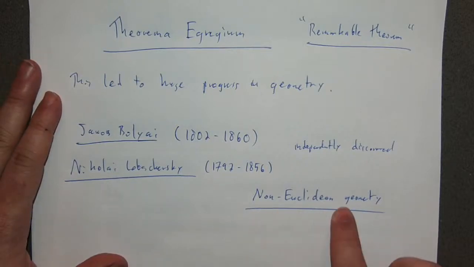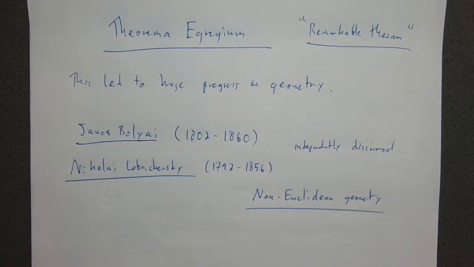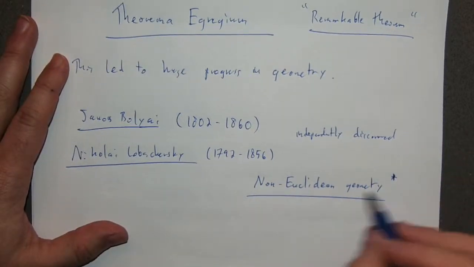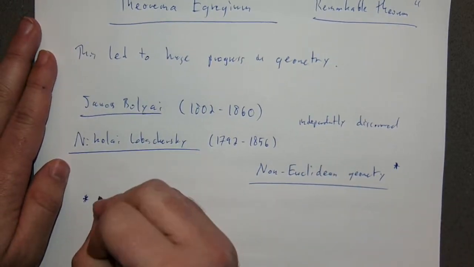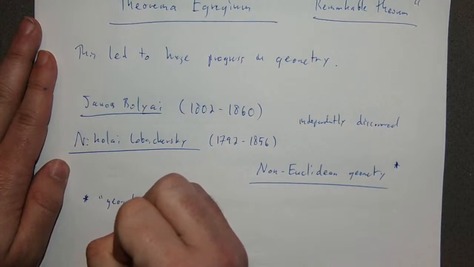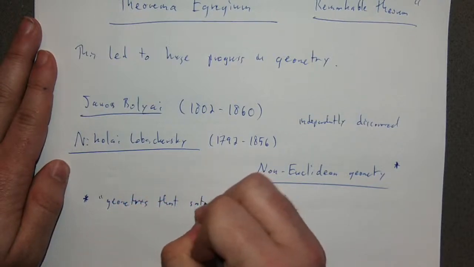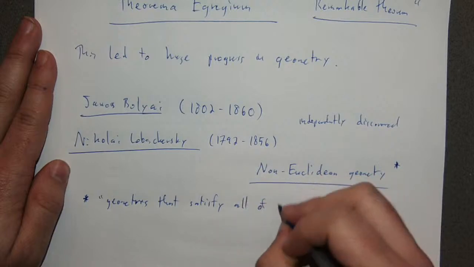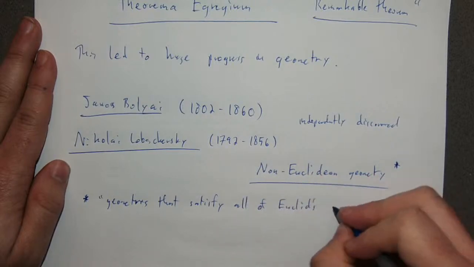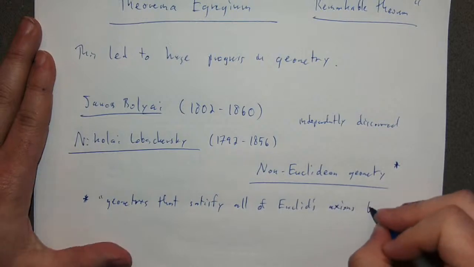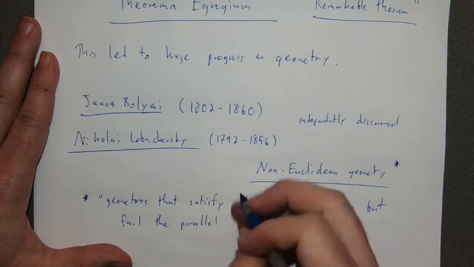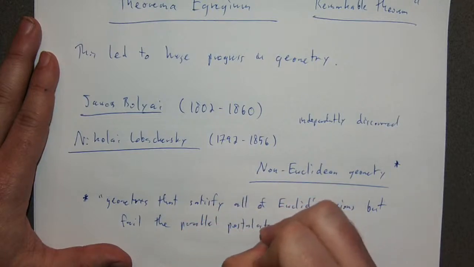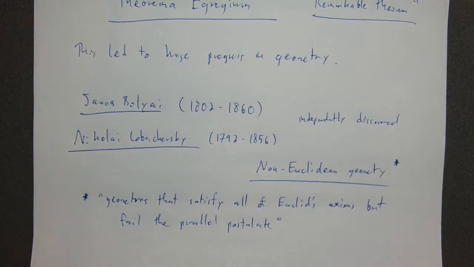And so when we talk about non-Euclidean geometry, we are looking for geometries that satisfy all of Euclid's axioms but fail the parallel postulate. I'll put a little asterisk here, as I said. So every other postulate except the parallel postulate holds, but the parallel postulate doesn't hold.